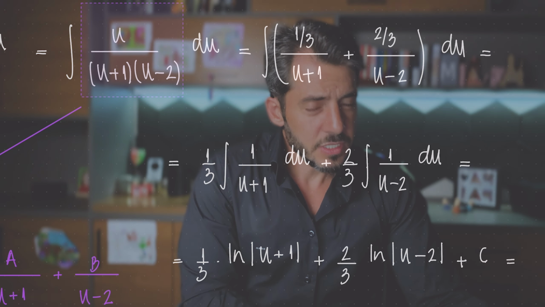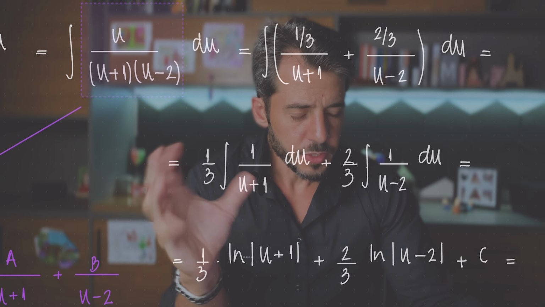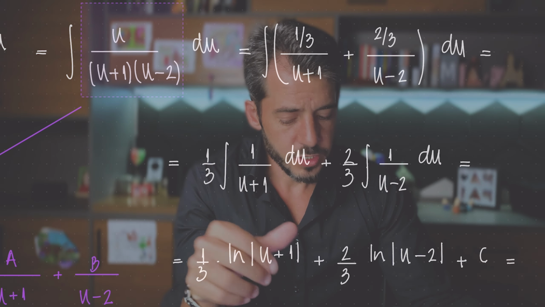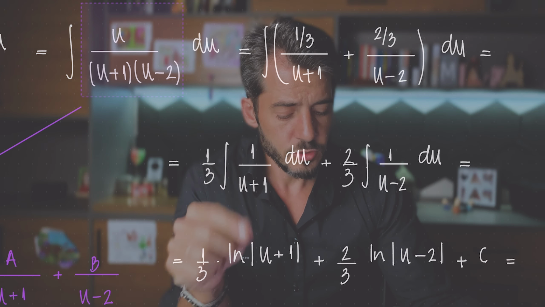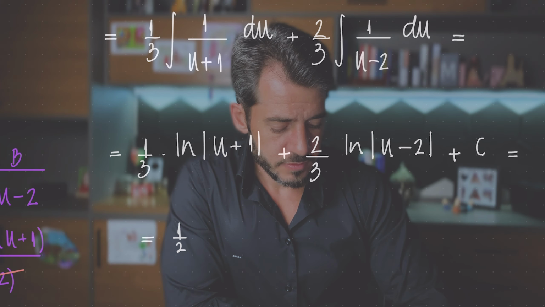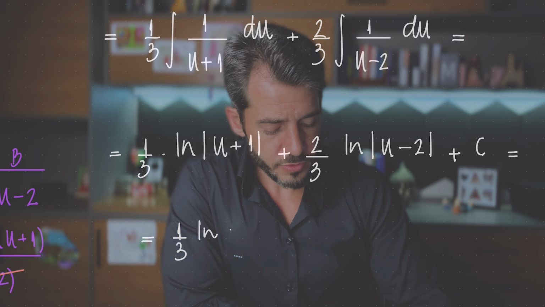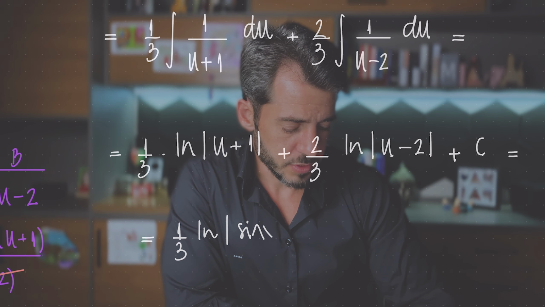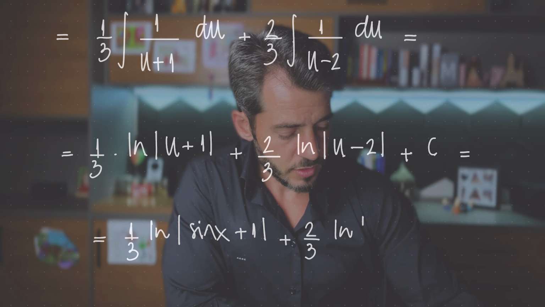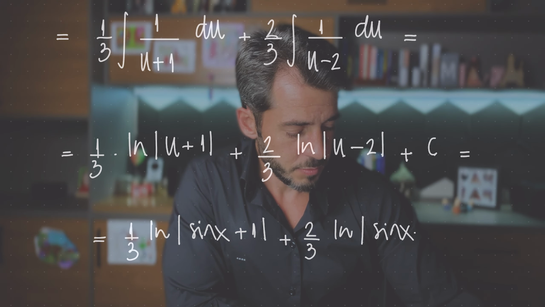We cannot leave the answer like this because we created this variable u. We need to go back to x. Do remember that u is sine of x. Therefore, as the final answer, we have 1/3 ln of sine of x plus 1 plus 2/3 ln of sine of x minus 2 plus c.